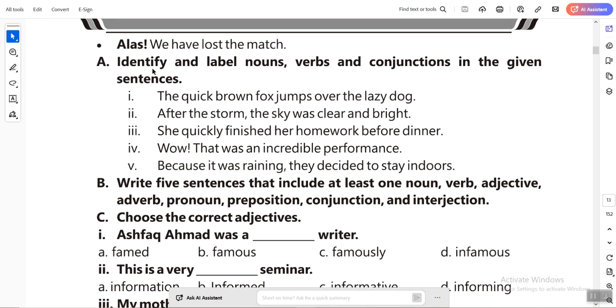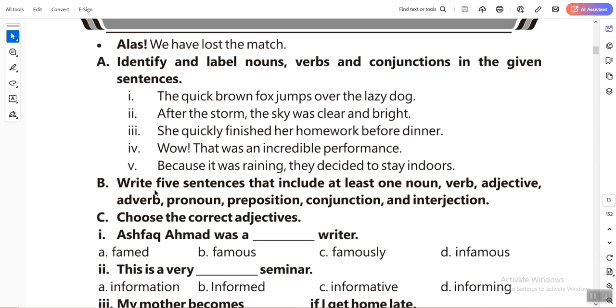This is on page number 13 of your New English grade 9 textbook, and this is the exercise of unit number 1, the Saviour of Mankind.